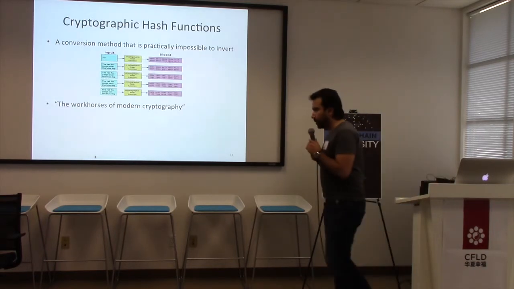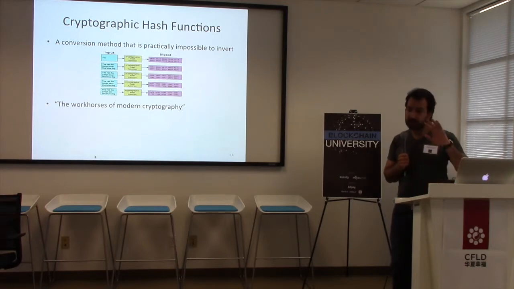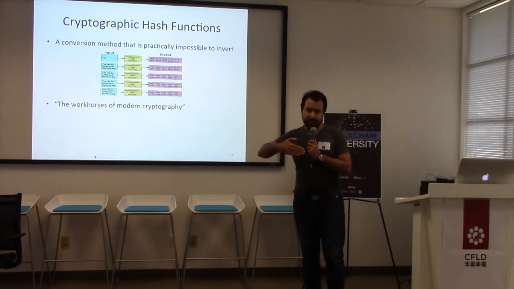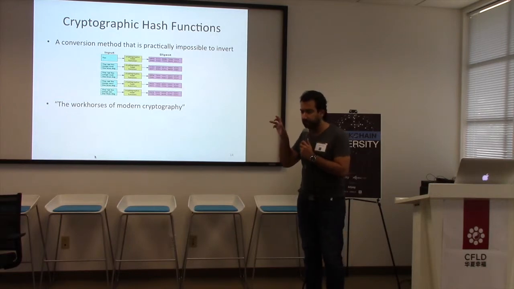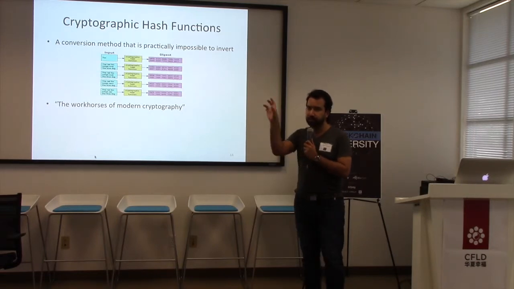Right? What is a cryptographic hash function? It's a one-way function, hopefully a one-way function, where you give it some input of arbitrary length, and it comes out with a fixed output that you can look at. It looks random to you, and you can't go back from the output to the input.